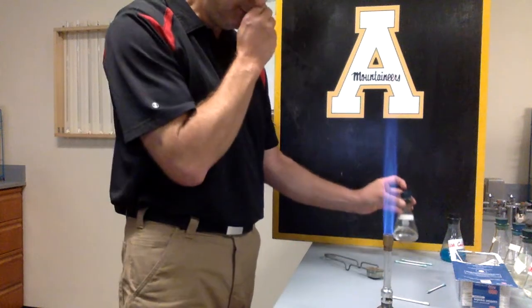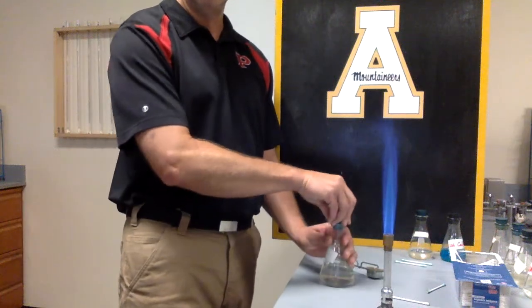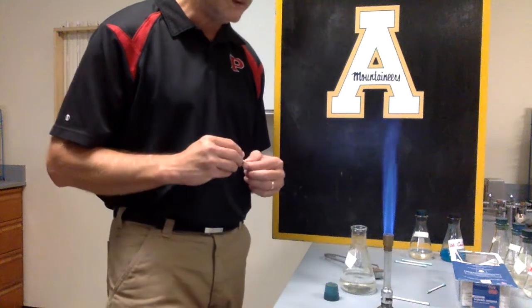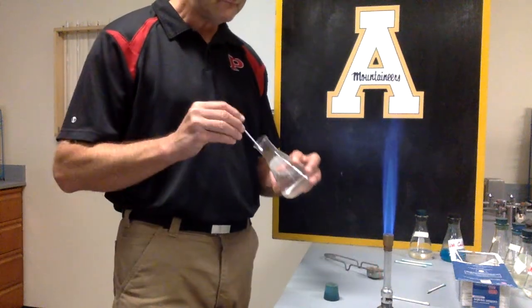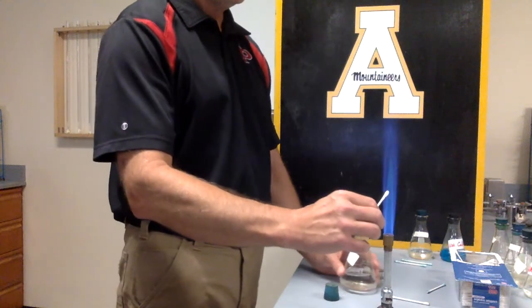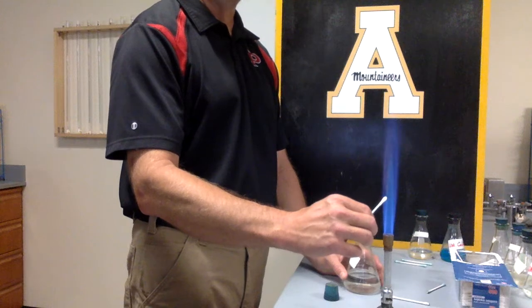So I'm kind of helping you a little bit with the colors, but I want you to understand what we're going to do with this. Every element, because it has its own unique set of electrons, is going to produce its own unique color bands.